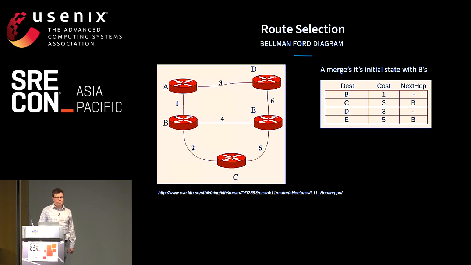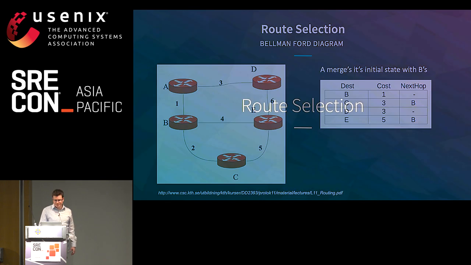Unfortunately, or fortunately, depending on how you look at it, BGP is not that simple. There's actually a number of complex policies that make up how routes are selected, which goes well beyond just the number of hops between two routers or the cost of those links.